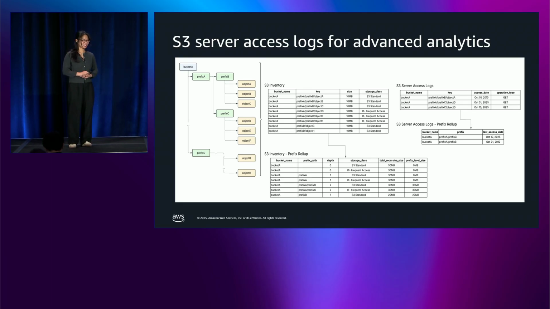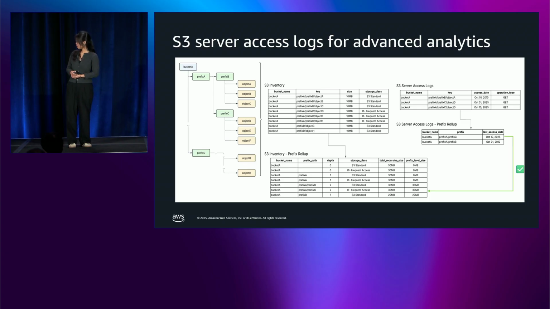This is where the server access logs come in. In this diagram, I've highlighted how we join the server access logs to that prefix rollup that we just built to understand which files are used and which files are not used. So based on this example, we can see that prefix C has been accessed pretty recently, and we can make the recommendation to keep prefix C. Yay.